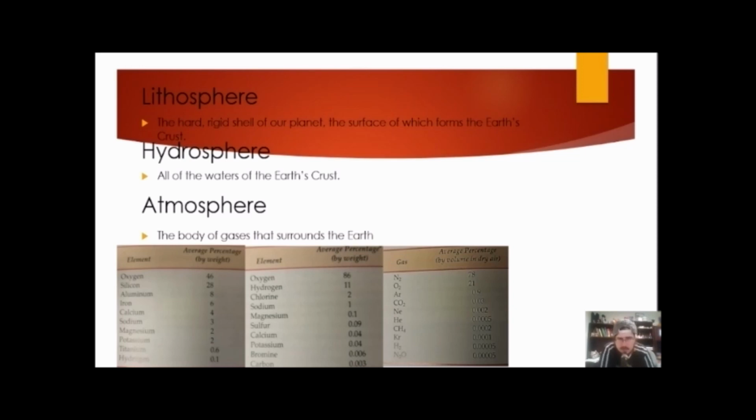Again, too small. And of course, our gases, we have nitrogen and oxygen, the two major components, followed by argon, and then it gets into smaller gases: CO2, neon, helium, methane, krypton, hydrogen, nitrogen, dinitrogen oxide.